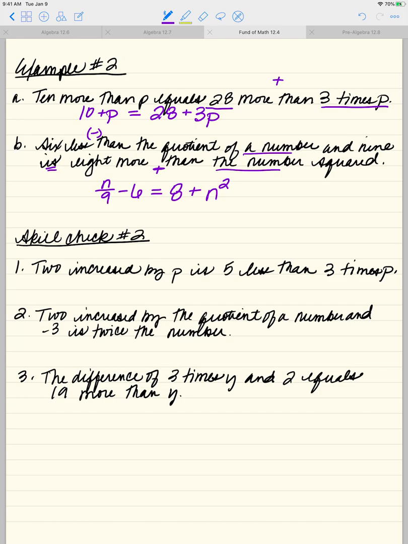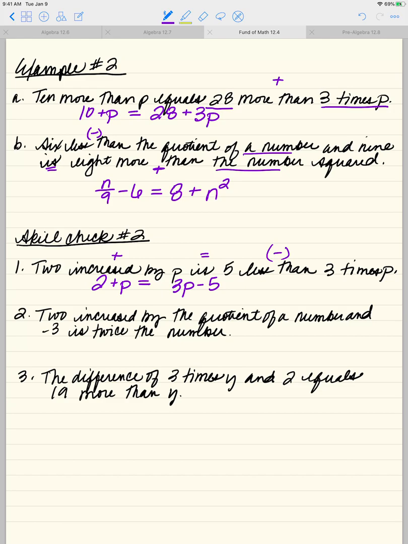Skill check number 2. 2 increased by p is 5 less than 3 times p. So 2 increased by p is, there's my equal, so let's work on the left-hand side. 2 increased by p, 2 plus p, is 5 less than, so I've got some subtraction happening here, and here we have this 3 times p again, okay? 5 less than, so I am taking 5 away from, and what am I taking it away from? I'm taking it away from the product of 3 and p, okay? So that is going to be 3p minus 5, okay?